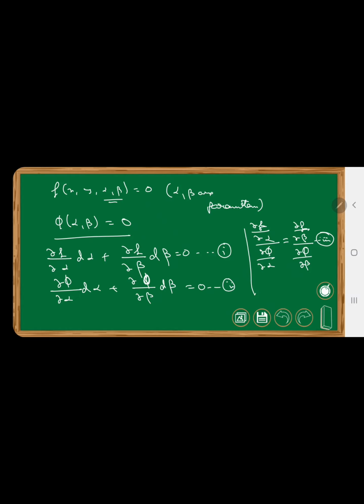Okay, this much is clear, I guess. So now you need to eliminate alpha and beta from 1, 2 and 3, and you are done. Okay, clear?